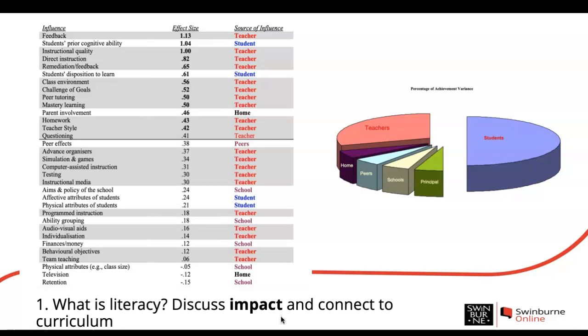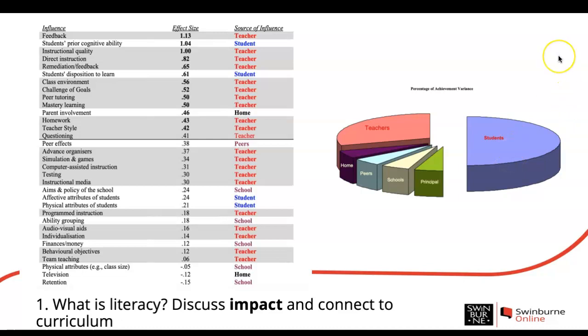When you have a look at Hattie's work, when he talks about effect size, what you are analysing is the impact that this literacy teacher is going to have on students' learning. Now, Hattie's work tells us that the teacher is the most important part of this puzzle. Have a look at this pie chart here. Now, the students are the students. We can't change who they are biologically or physically. They are who they are.